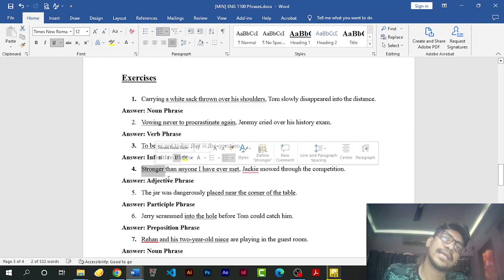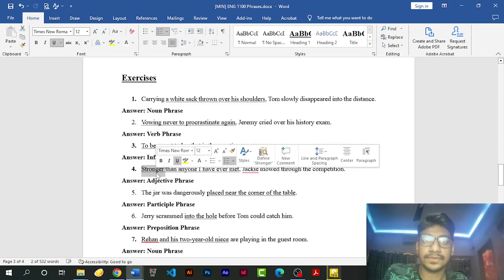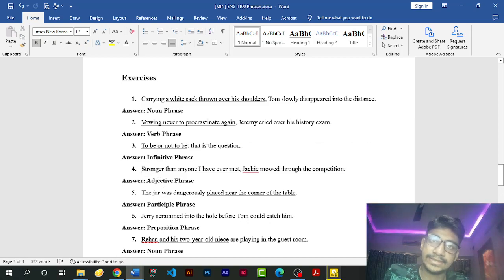So again, by using the shortcut, you can understand the phrase. If you know the parts of speech, which is of course strong is an adjective, so you will know that it's an adjective phrase. Next one: the jar was dangerously placed near the corner of the table.